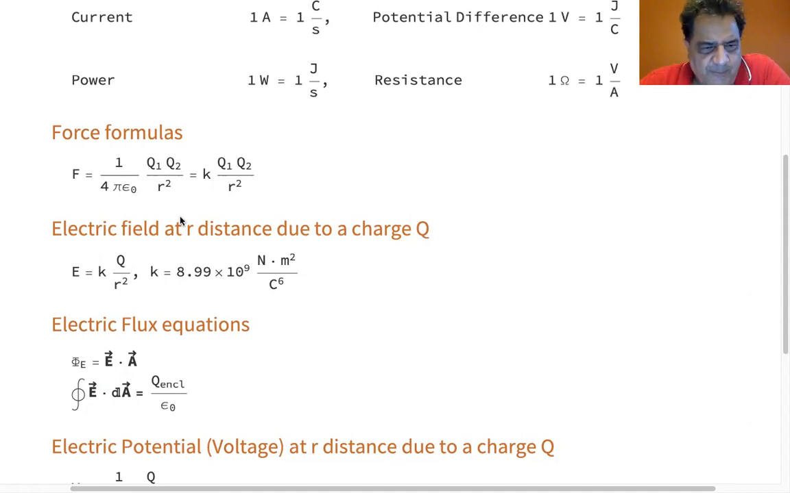The electric flux is the electric field times the area. So the integral of E dot dA is equal to the Q enclosed divided by epsilon 0. So the flux is equal to, you take a Gaussian surface, it can be any shape, and you just enclose the total charge and divide by epsilon 0, and you have the flux through it.